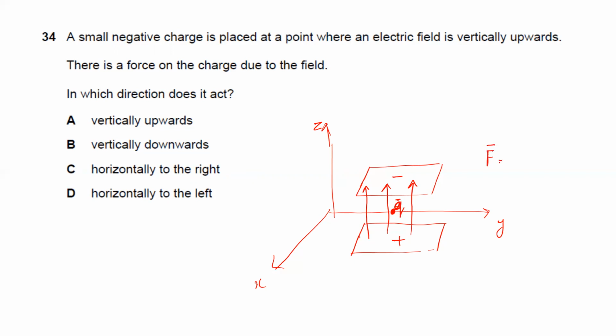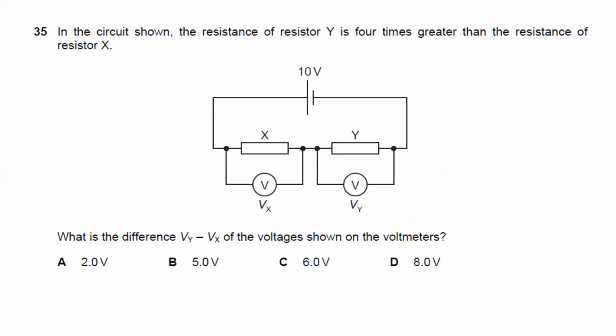The force is given as Q times E. The field is vertically upwards, so the force on the negative charge will be vertically downwards. So B will be the right answer. Force equals charge times electric field. The electric field direction is given, and for a negative charge the force will be opposite to the field. If the field is vertically upwards, the force would be vertically downwards. That would be the best choice for this.